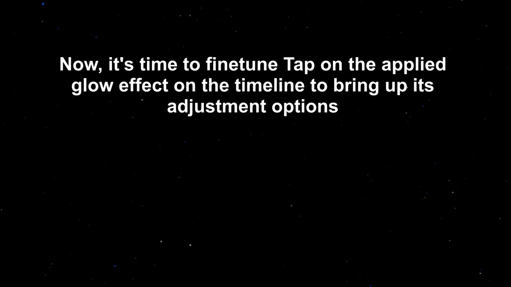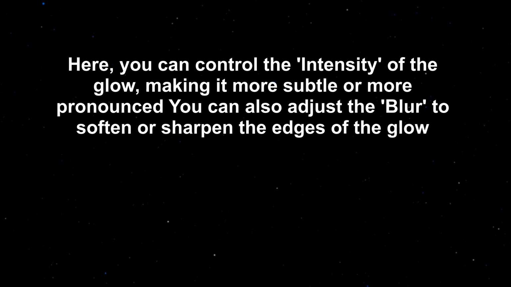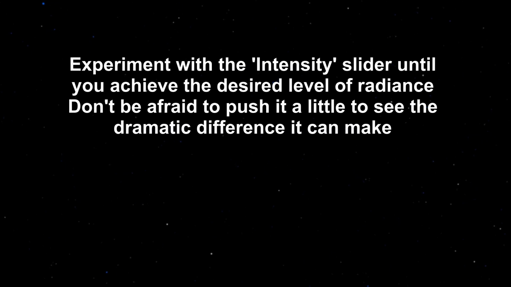Now it's time to fine-tune. Tap on the applied glow effect on the timeline to bring up its adjustment options. Here you can control the intensity of the glow, making it more subtle or more pronounced. You can also adjust the blur to soften or sharpen the edges of the glow. Experiment with the intensity slider until you achieve the desired level of radiance.